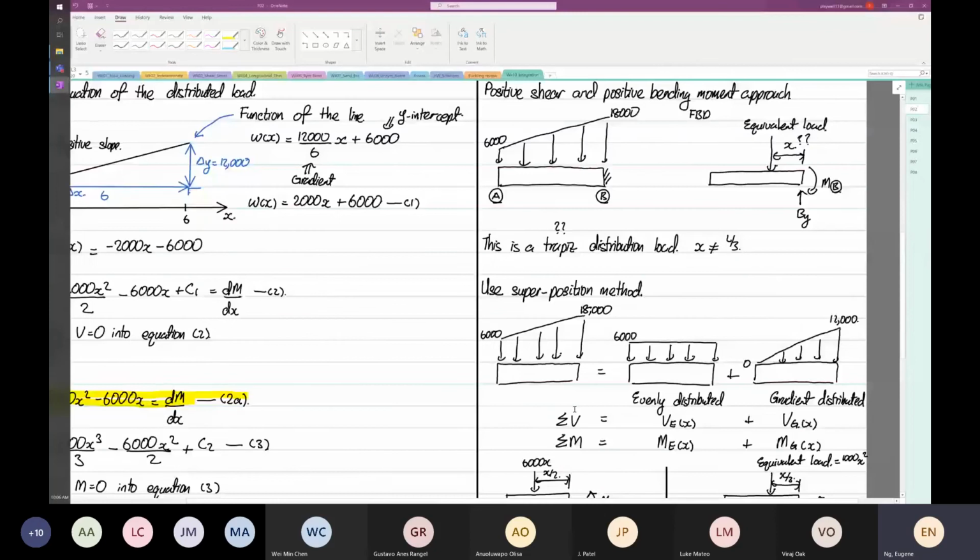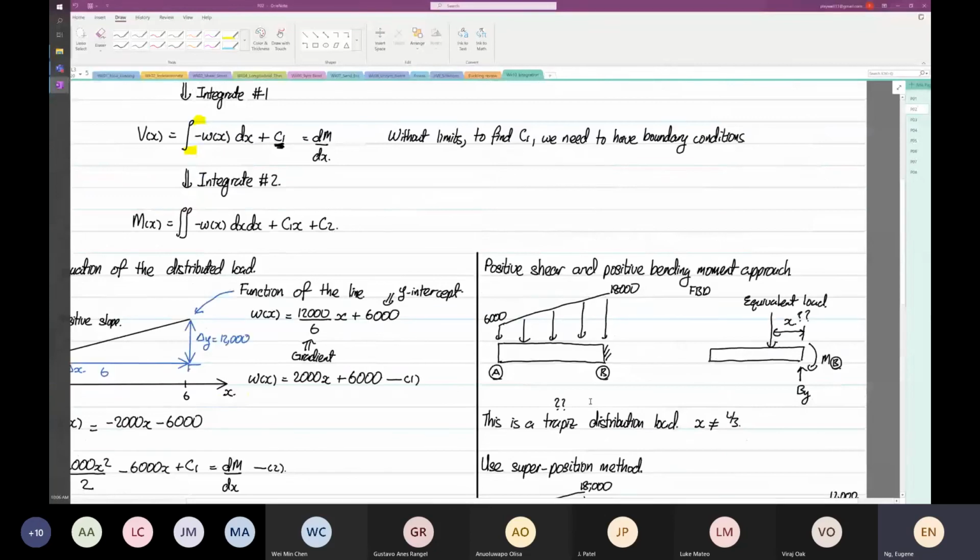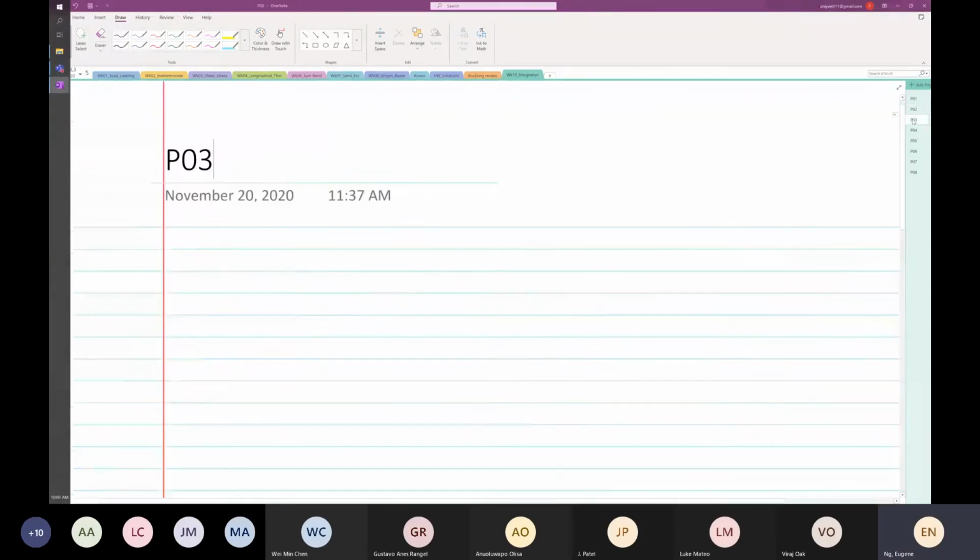Now, to use the positive shear and positive bending moment, we are lucky that point A has no support. If point A has support, you have to find the reaction at point A. For this case, we managed to not need to do that. Okay. So now, this is a very interesting problem.